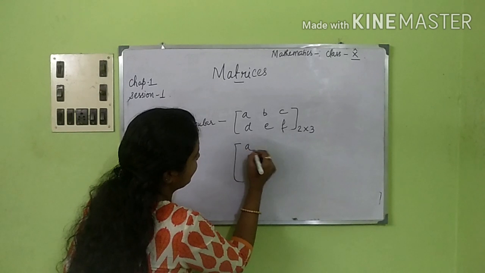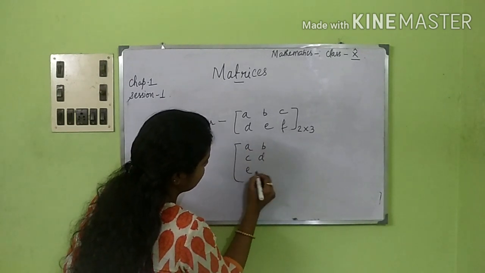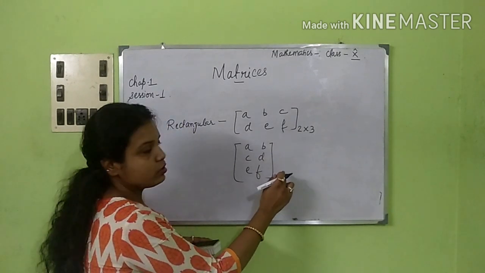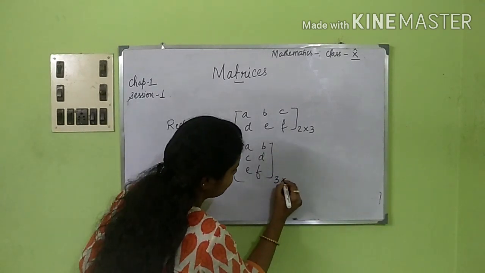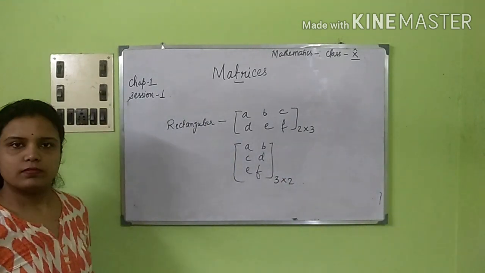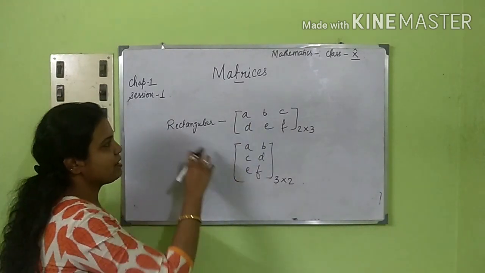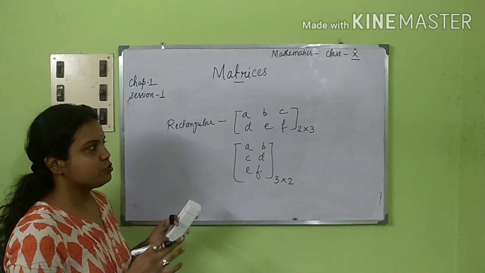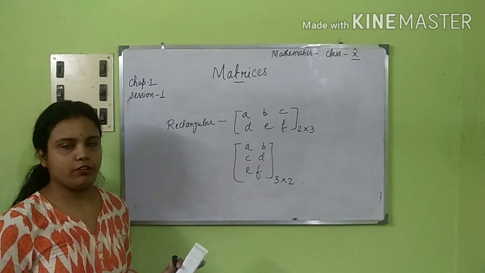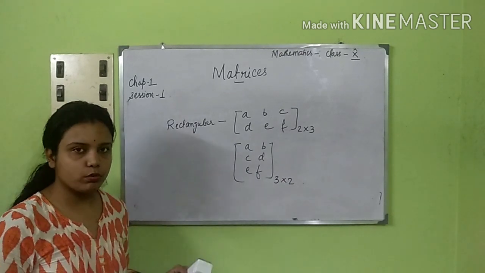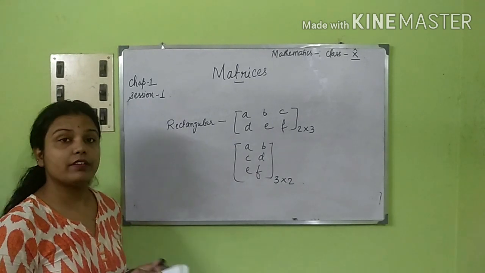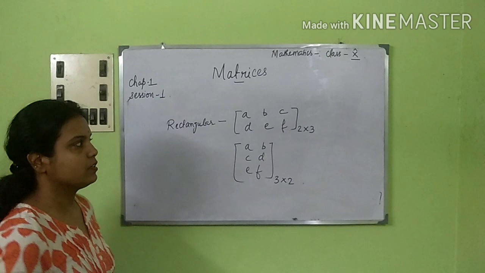Another way, A, B, C, D, E, F. Here there are 3 rows and 2 columns. That means 3 cross 2. Both of these are examples of rectangular matrix. So these two fall under the rectangular matrix, because here the number of rows and the number of columns are not equal. I hope till here it's very clear to you, right?